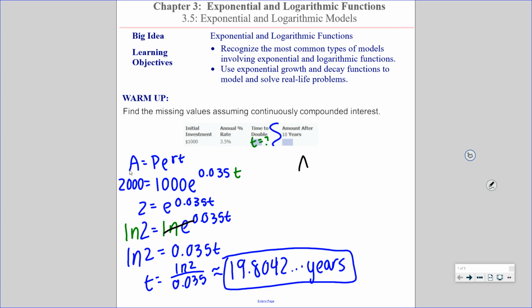Amount after 10 years, that's kind of going back to when we originally did these problems, to figure out your amount after 10 years. Our initial investment is still 1,000. Our rate is still 0.035. So after 10 years, I times that by 10 in my power spot. Make sure you refresh yourself on how to type that in your calculator. Just do 1,000 e to the power of 0.035 times 10, which is obviously just 0.35. I got about, and for the money ones, I round to the nearest penny, $1,419.07.